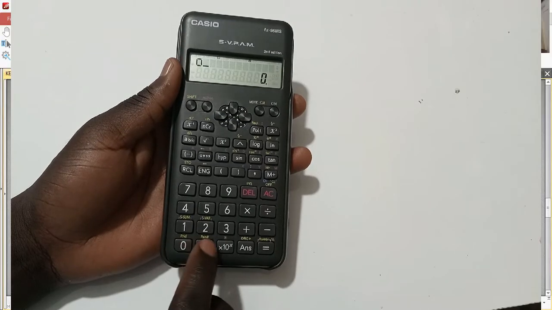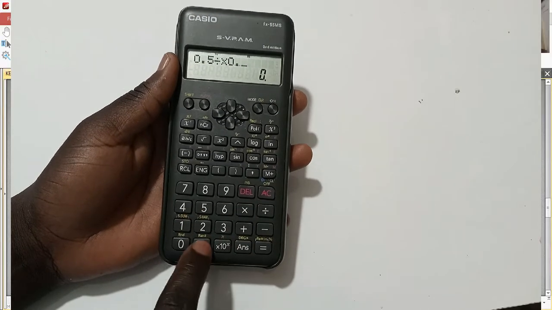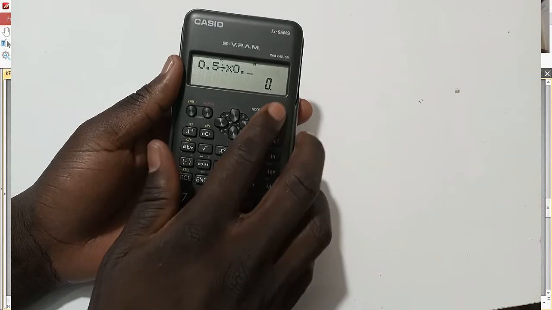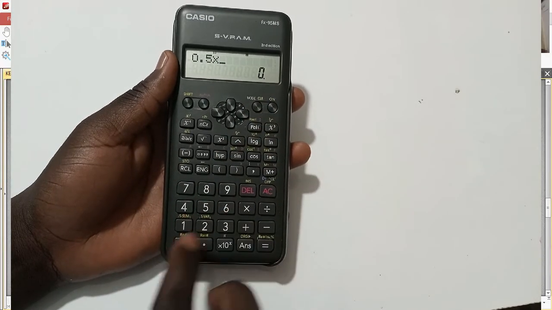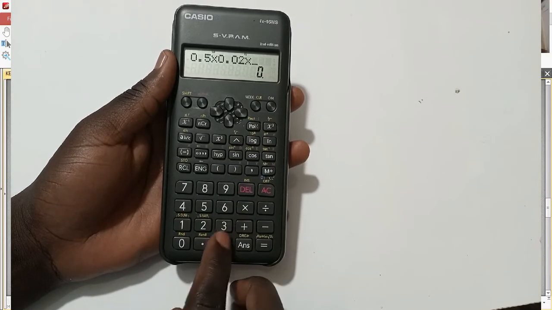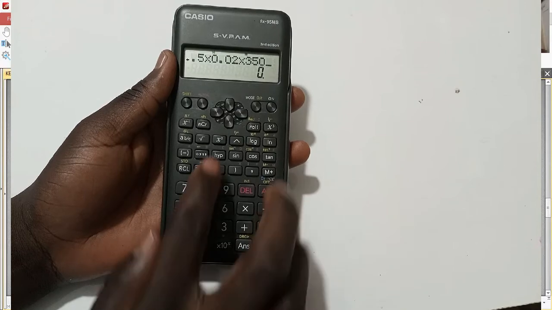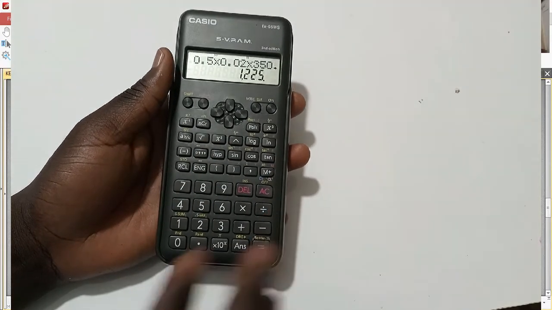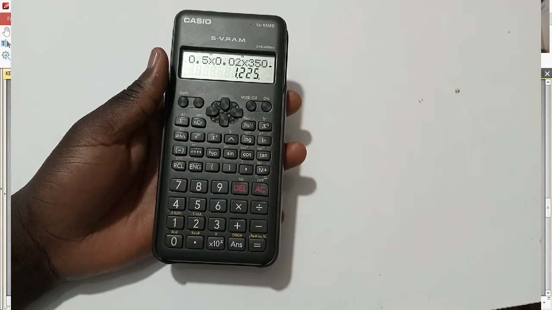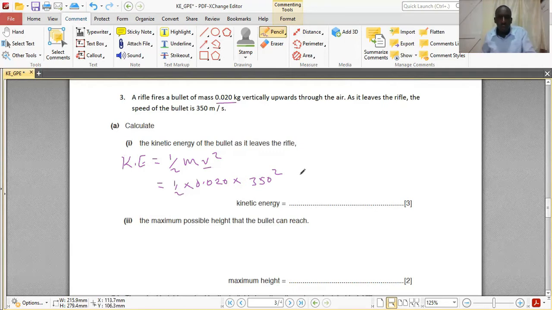Using our calculator, a half, that is 0.5, times 0.020 times 350 squared. 350 squared gives us 1225. As you can see, the values have been given to two significant figures, so this will be 1,200 joules to two significant figures.